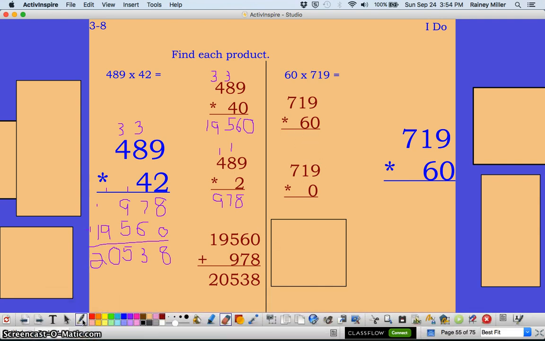Okay, I'm going to restart this problem. So I'm going to do 6 times 9, which is going to be 54. So I put my 5 up here above the 1 because that's where it goes, and my 4 down here. Then 6 times 1 is 6, plus 5, that's going to be 11. Put my 1 down here. 6 times 7 is going to be 42, plus 1, that makes it 43.